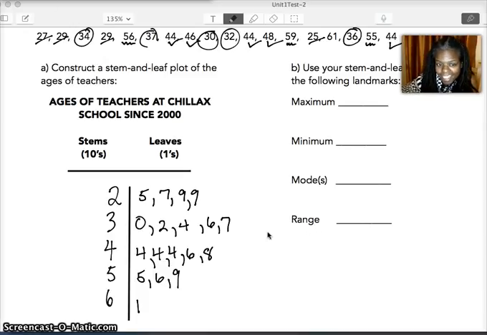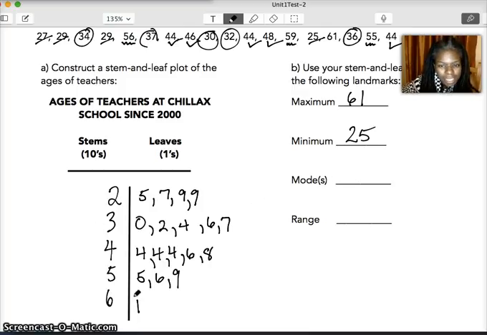Pretty simple, right? All right, let's find the maximum. The maximum would be the number that appears the lowest and furthest out, so that's 61. My minimum would be the highest number, 25, the number located highest on my chart. My maximum is my greatest number, and my minimum is my smallest number.